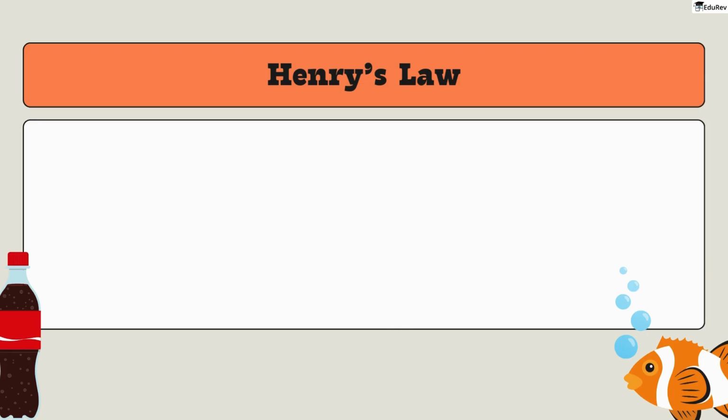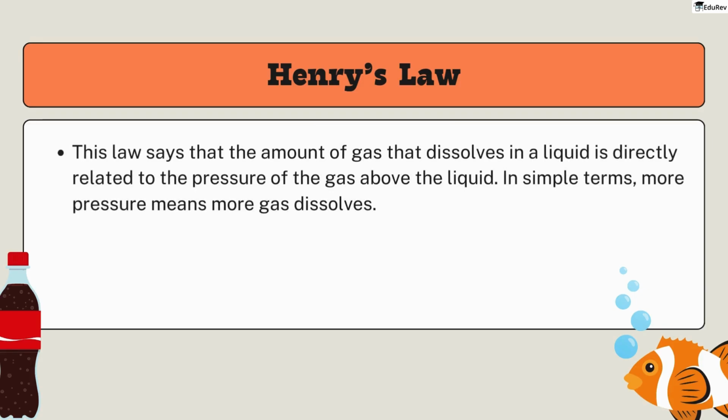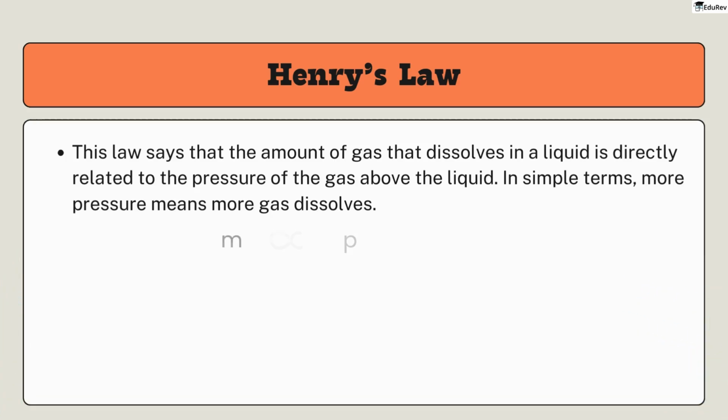This brings us to an important rule called Henry's law. This law says that the amount of gas that dissolves in a liquid is directly related to the pressure of the gas above the liquid. In simple terms, more pressure means more gas dissolves. So, m is proportional to P.